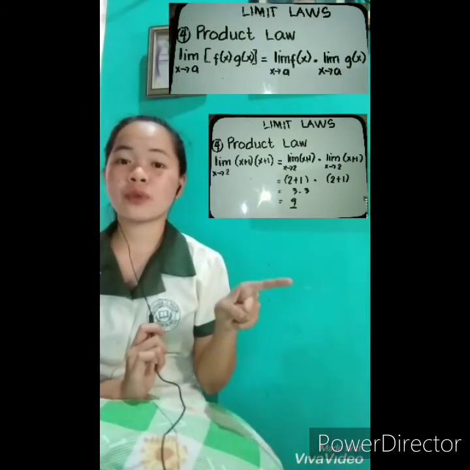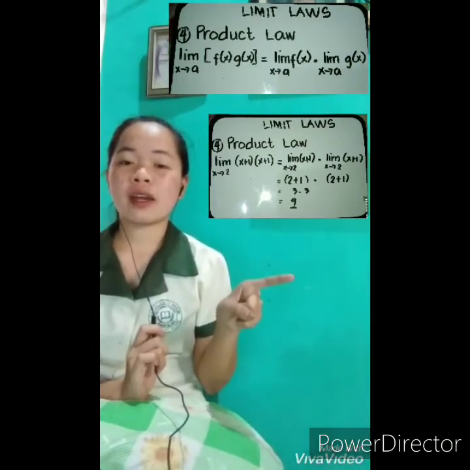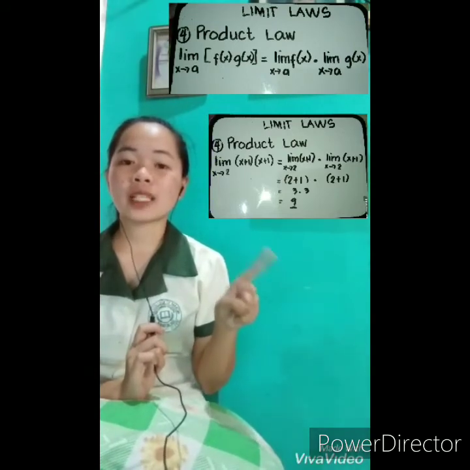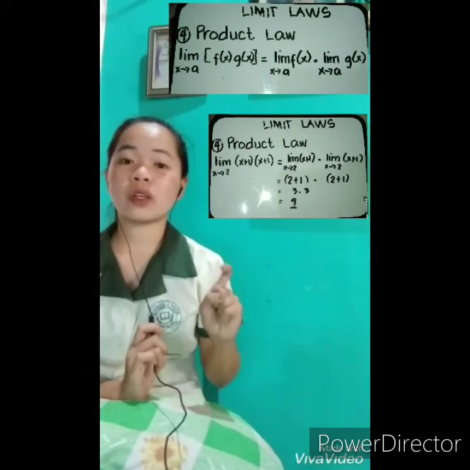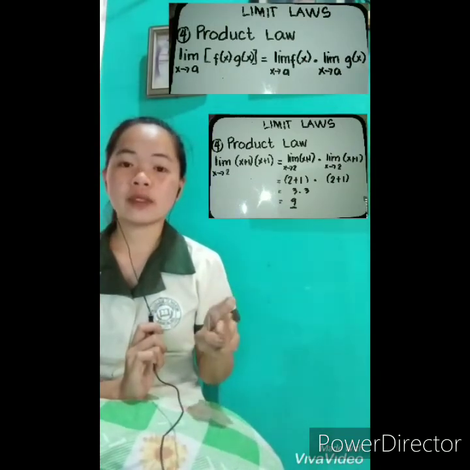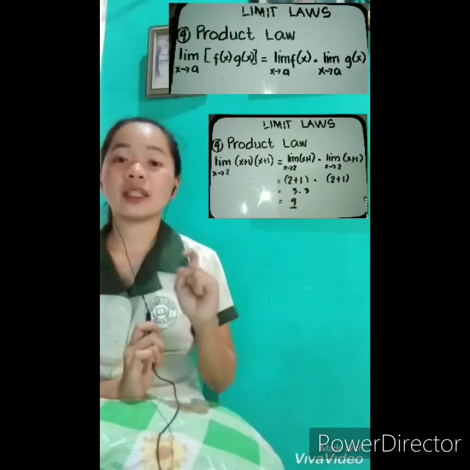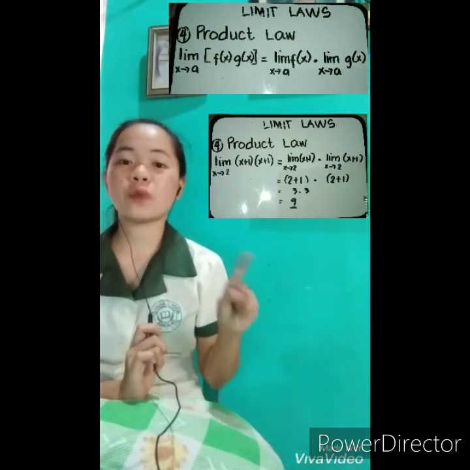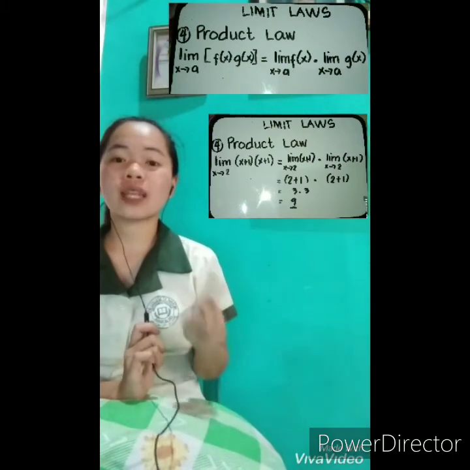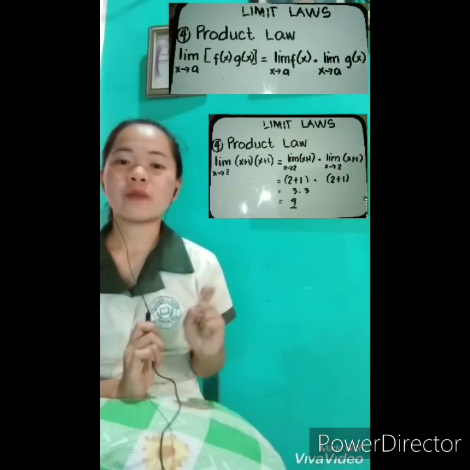So using our understanding of the basic limit laws, this will become the limit of x plus 1 as x approaches 2, which is equal to 2 plus 1. Then on the other side, the limit of 2 plus 1 also. So 2 plus 1 times 2 plus 1. So 2 plus 1 equals 3. So 3 times 3, it is equal to 9.